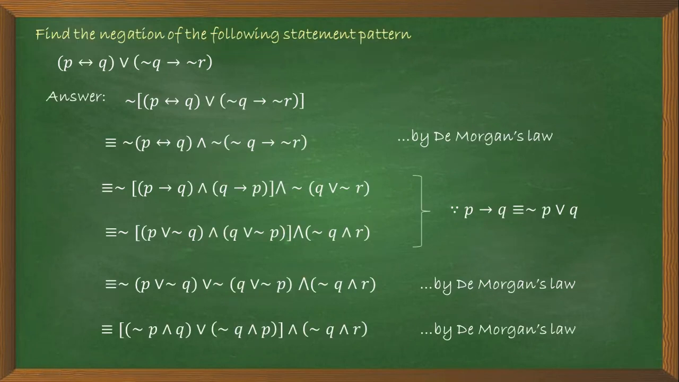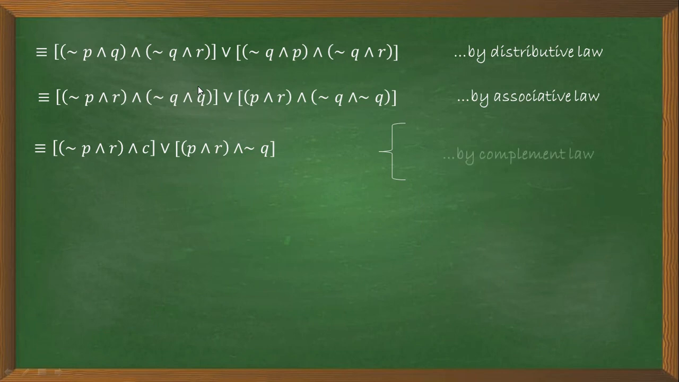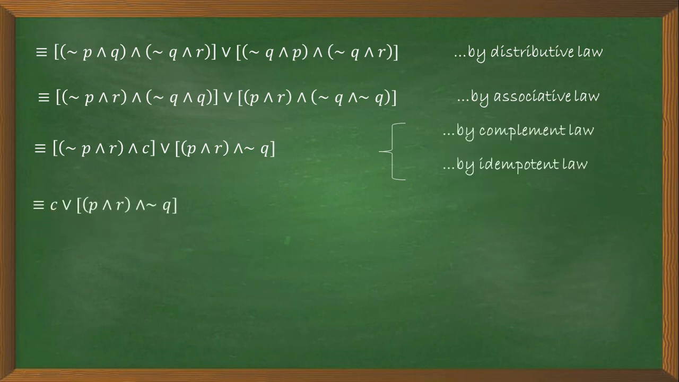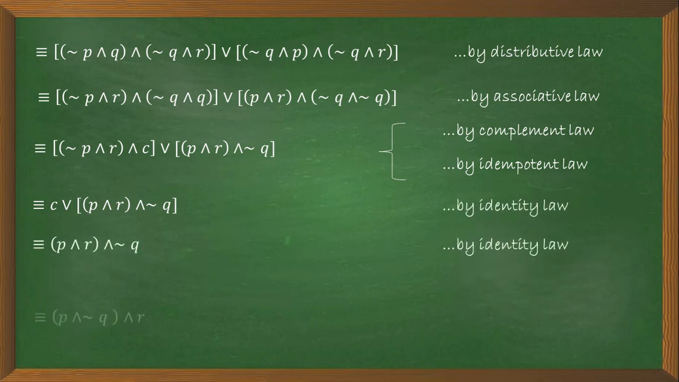Okay. So in this case we have obtained the simplified form of the negation of P double implies Q or negation Q implies negation R, like this. By using all the rules of the algebra of statements, we get this one as the simplified form of the negation of the given statement.